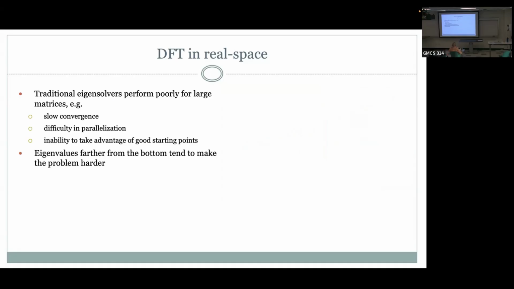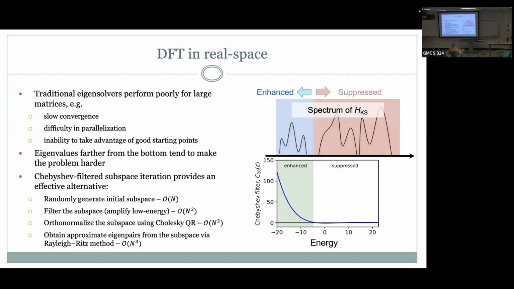So there are problems with traditional eigensolvers. They converge slowly and are difficult to parallelize. I'm generalizing, but in general, they are also not able, to the extent you would like, to take advantage of good starting points. And we are interested in eigenvalues near the bottom. Eigenvalues farther from the bottom tend to make the problem harder.